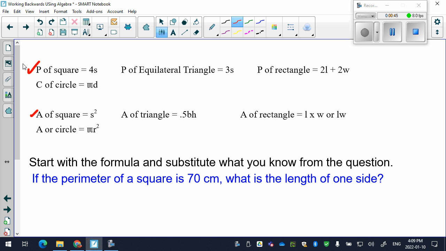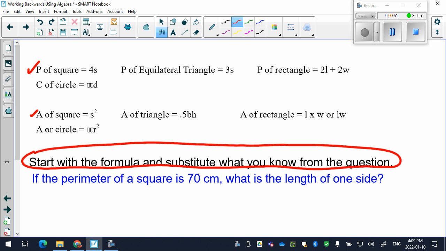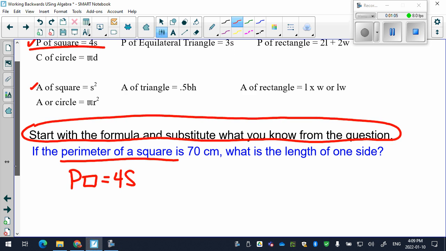But remember that when we do these questions, we start with the formula and we put in anything that is given to us in our question. So this first question is talking about the perimeter of a square, and that is this one right here. So perimeter of a square equals 4s, 4 times side. And that's your first thing to do.